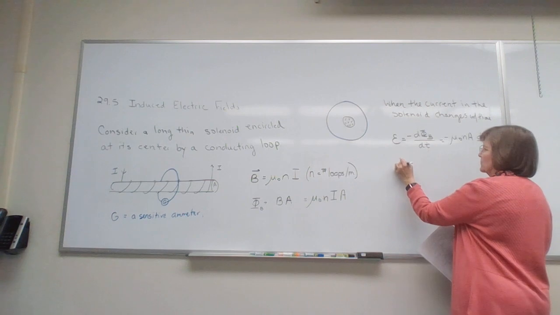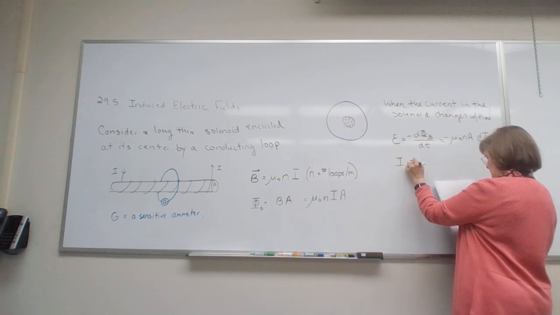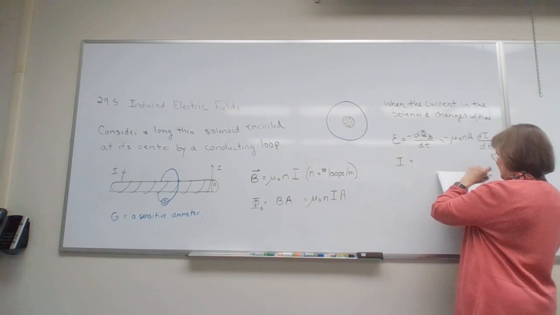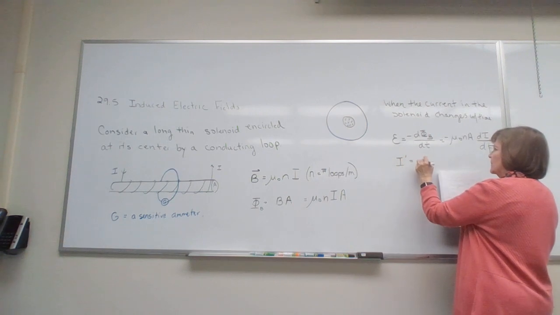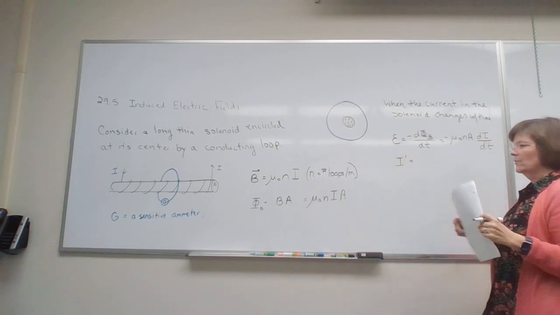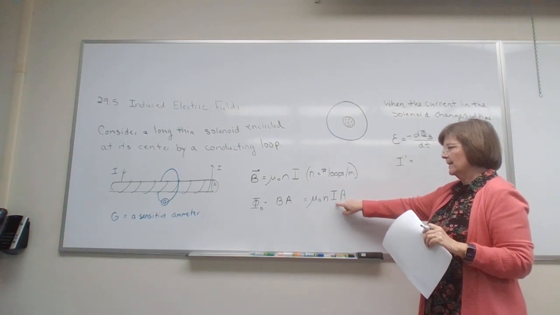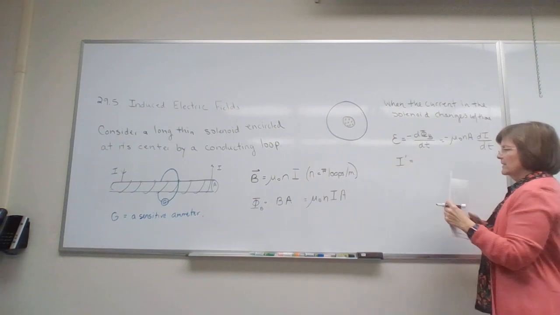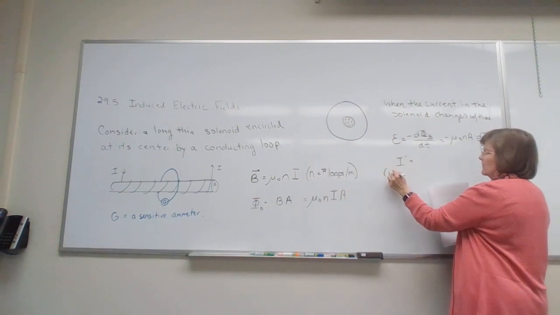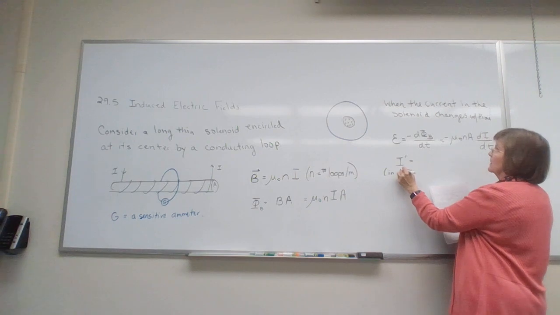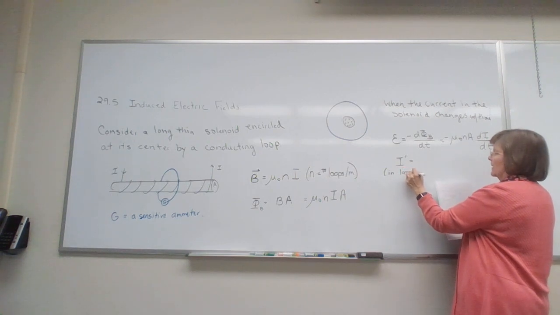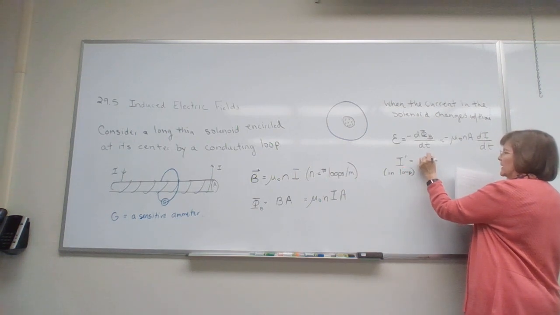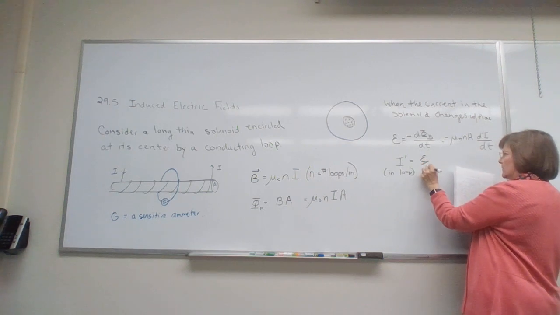We get an induced current, which I'm going to call I prime, because I don't want to confuse it with the current in the solenoid, which is I. This is going to be the current in that single loop, and it's just going to be equal to E over R.